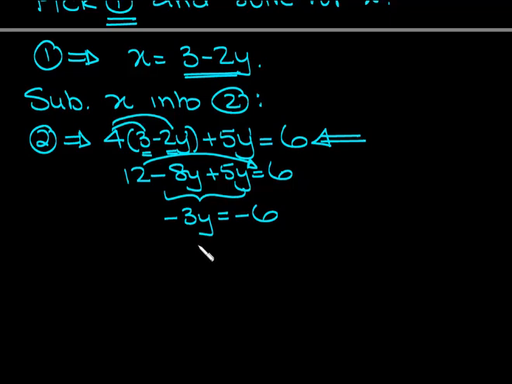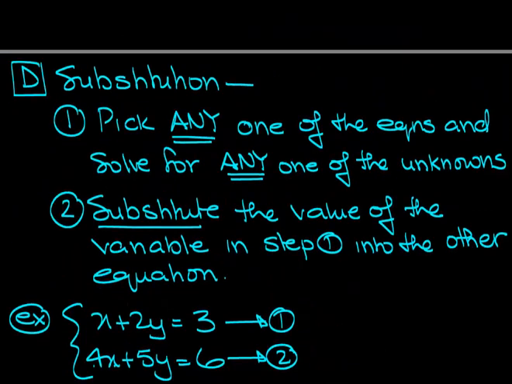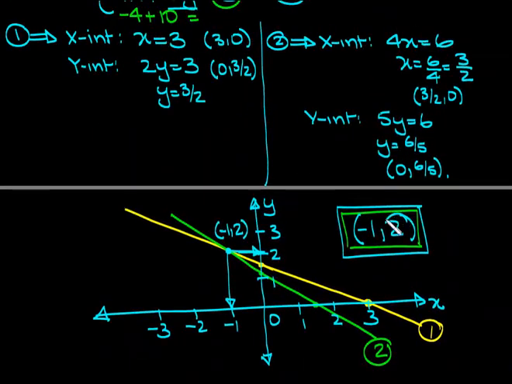So I divide both sides by negative 3, so I get y is equal to 2. So we found the value of y. Okay, and that's the right value, because when we did it by graphing, we found y was what? 2. So that's a good thing.